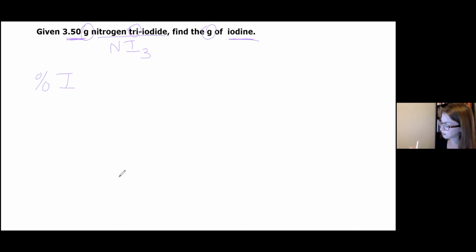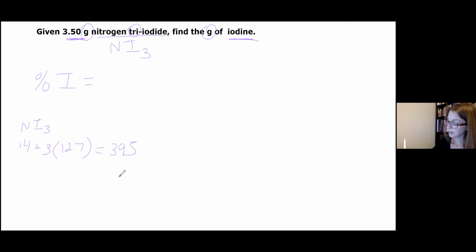So NI3, let's get its molecular weight. There's one nitrogen that has a molecular weight of 14 and three iodines that each have a molecular weight of, I believe, 127. Yep. So 14 plus 3 times 127 gets us a total molecular weight of 395.